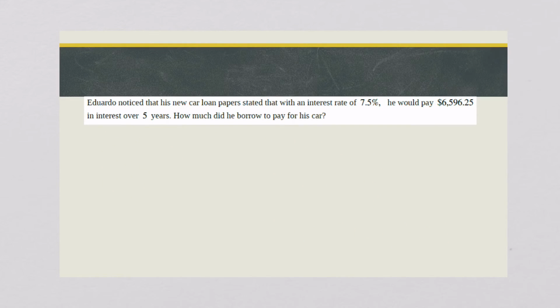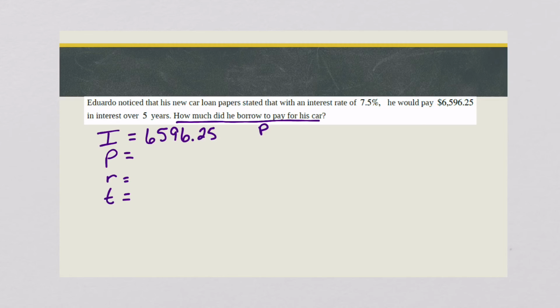Okay, Eduardo noticed that his new car loan paper stated that with an interest rate of 7.5%, he would pay $6,596.25 in interest over 5 years. How much did he borrow? So what I don't know is my principal amount. My interest, though, is $6,596.25. My P I don't know. My rate is 0.075 as a decimal. My time is 5 years.